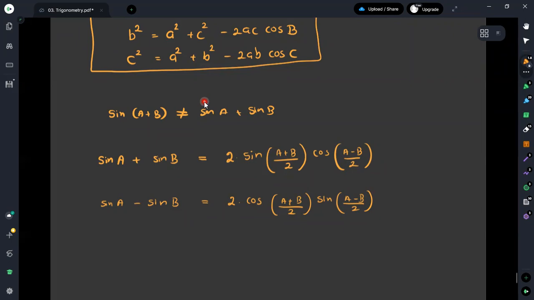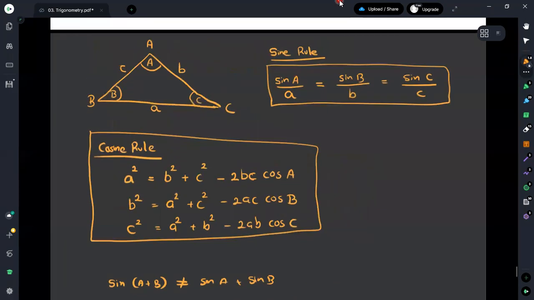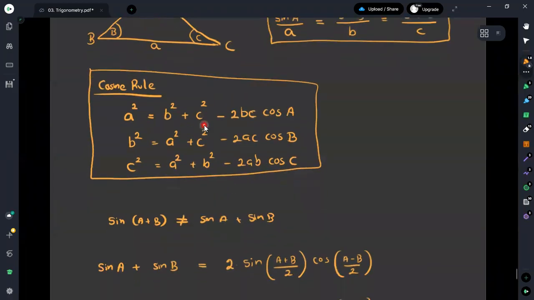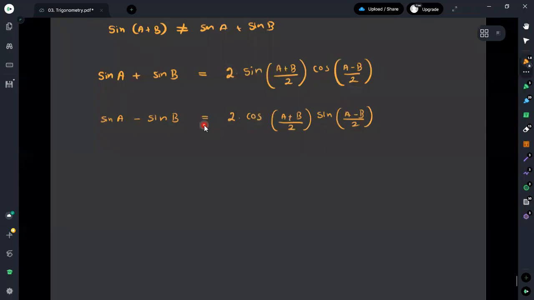Then we will move to the addition of two cosine values. For cosine A plus cosine B, this can be taken as 2 times cosine of A plus B over 2, multiplied with cosine of A minus B over 2. Cosine A plus B over 2 times cosine A minus B over 2.